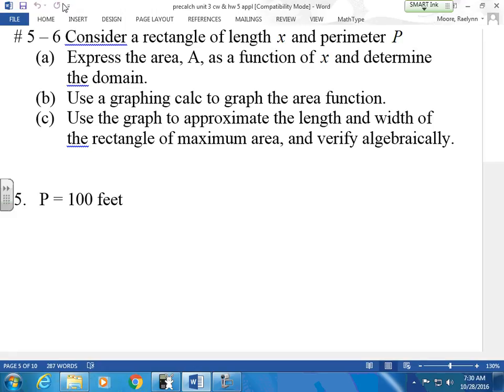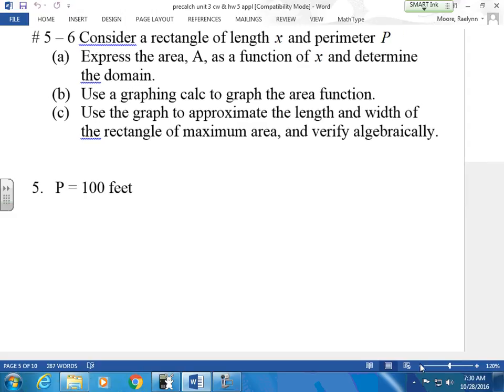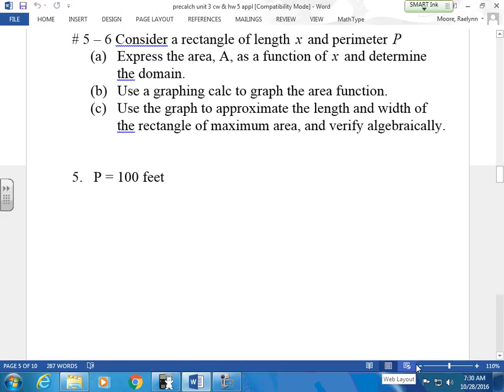So now, we're going to kind of do the same thing here. Consider a rectangle. You probably have enough space on yours, right? And we'll verify this one algebraically, just so that you can see it. So we consider a rectangle. So first off, we're looking at a rectangle. The length is X, and it has a perimeter of P. Okay, we're going to express the area A as a function of X and determine the domain.